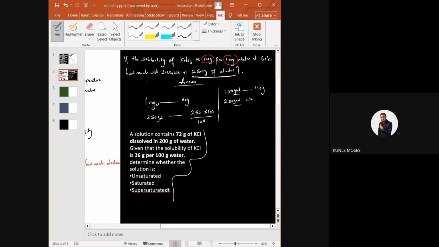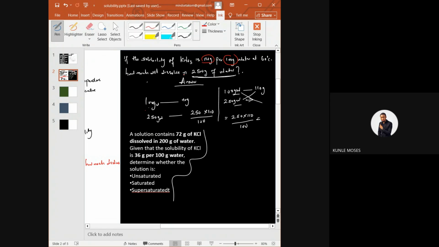So the next thing you do is to just cross multiply. So this 250 will go and meet 110. This 100 will come here. So the answer will be 250 times 110 divided by 100. And that will give you your answer. I believe that is taken, right?